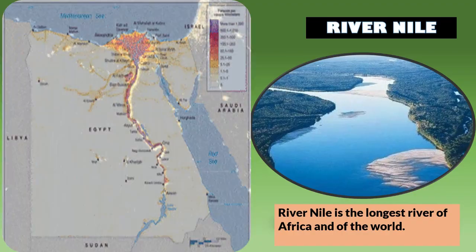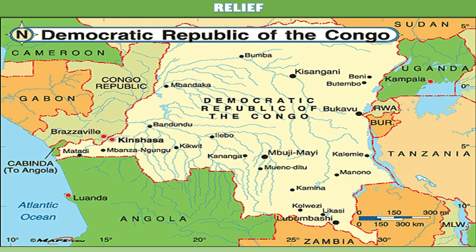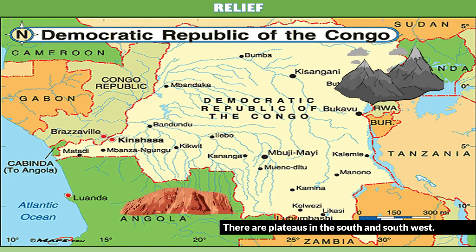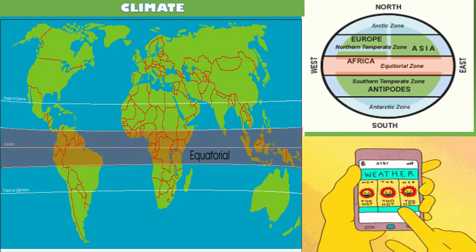Other than the Congo River, in DRC there are high mountains. In the eastern edges, there are 3 mountain ranges and a low coastal plain. There are plateaus in the south and southwest. So other than the Congo River, which dominates the landscape of DRC, we have mountains in the eastern edges. There are 3 mountain ranges along with a low coastal plain, and there are plateaus in the south and southwest. Now, let us know about the climate of DRC.